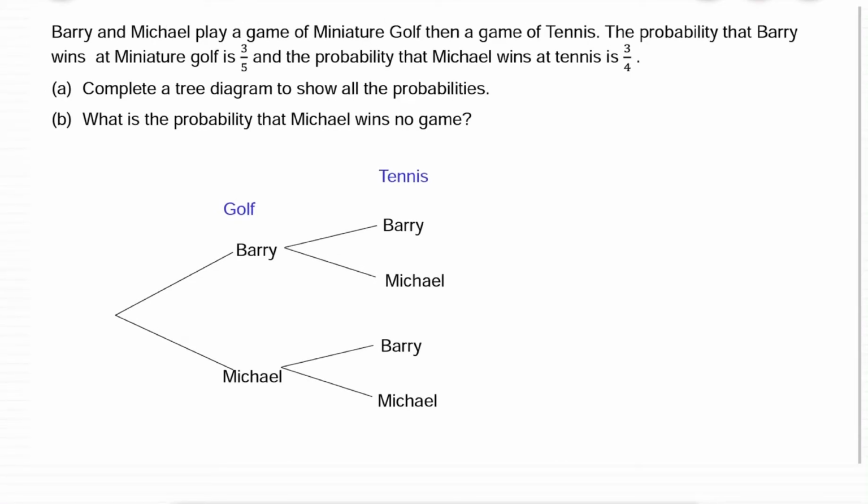So here, Barry and Michael play a game of miniature golf, then a game of tennis. The probability that Barry wins at miniature golf is 3 out of 5. So let's mark that in straight away into our tree diagram. So we have 3 out of 5, he wins that. That means the probability of Michael winning it has to be 2 out of 5, because remember, it adds up to 1. Then the probability that Michael wins at tennis is 3 out of 4. So let's mark that in. So 3 out of 4 for Michael, so there. Then the probability for Barry at tennis has to be 1 out of 4, because again, it adds up to 1.